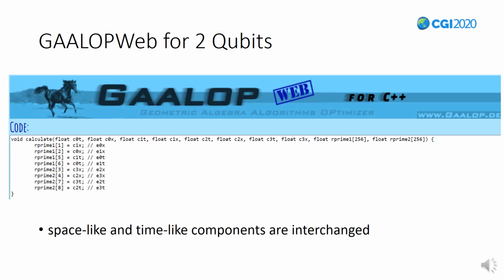This is the result of applying the NOT operation on 2 qubits on a register consisting of 2 qubits. In principle, we compute the components for the multivectors r prime 1 and r prime 2. And if we look in detail at these components, we again can see that the space-like and the time-like components are interchanged.